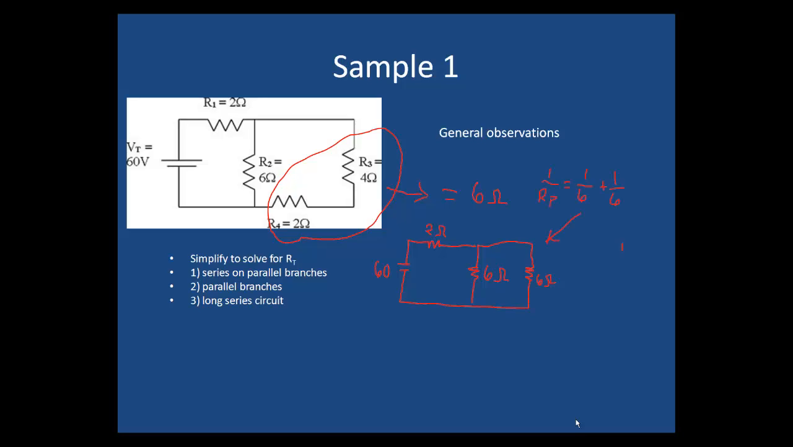That's step 2. 1 over R parallel is equal to 1 over 6 plus 1 over 6. Well, 1 over R parallel is equal to 2 over 6, so R parallel is equal to 3 ohms. At this point in time I would redraw it. And you have a 60 volt battery, you have a 2 ohm resistor, and I've replaced that entire parallel part with a single 3 ohm resistor. So therefore now what I have is a long series circuit. I simply add them up. In this case it's going to be 5 ohms. So that's the resistance total for the entire circuit.